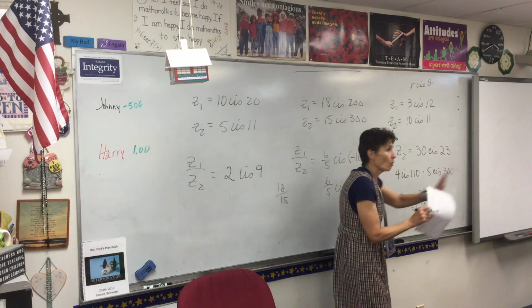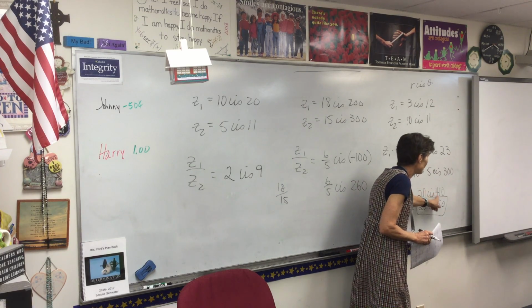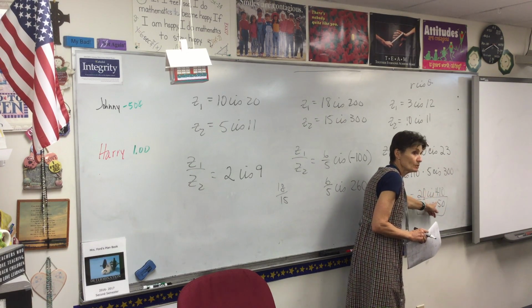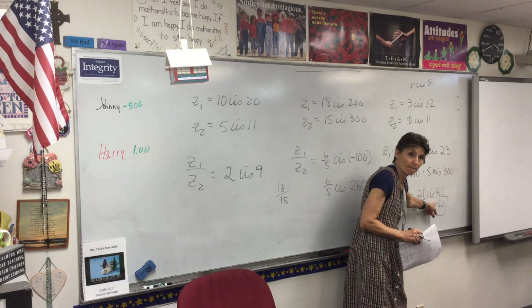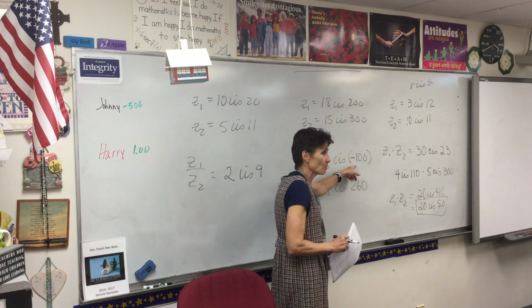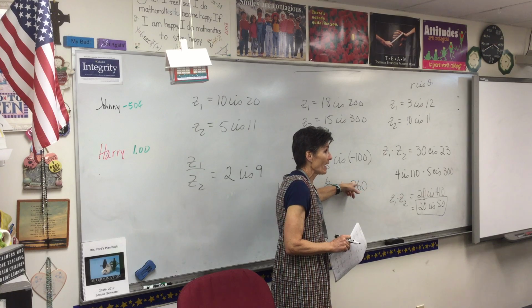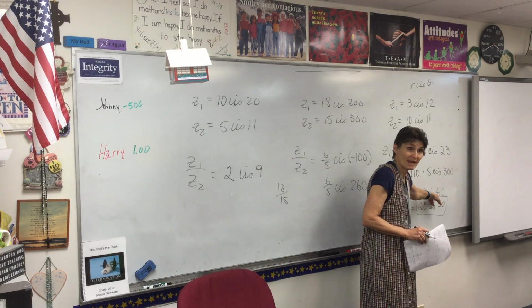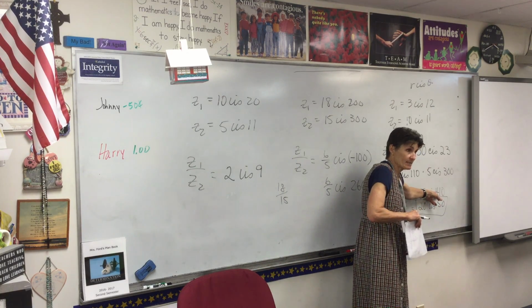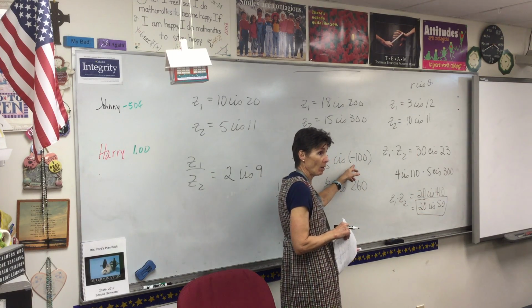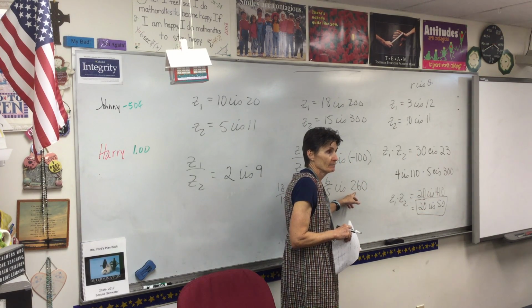Now, kids, don't be confused. How did you fix this problem? You subtracted 360, right? How are we going to fix this problem? We're going to add 360. If the number's too big, subtract 360. If the number's too small, add 360.